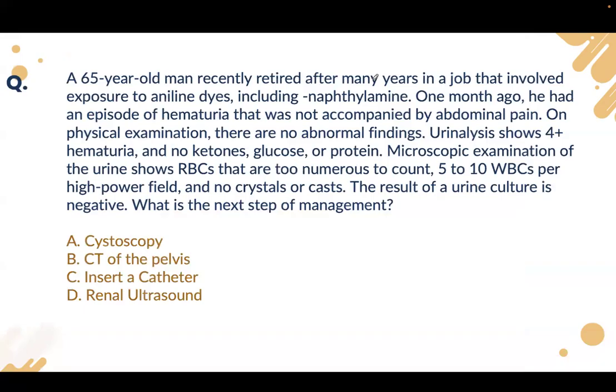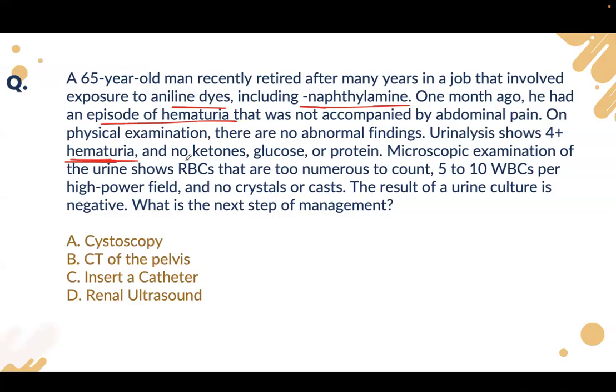Now let's move on to this question. A 65-year-old man recently retired after many years in a job that involved exposure to aniline dyes, including naphthylamine. 1 month ago, he had an episode of hematuria that was not accompanied by any abdominal pain. On physical examination, there are no abnormal findings. Urine analysis shows +4 hematuria.